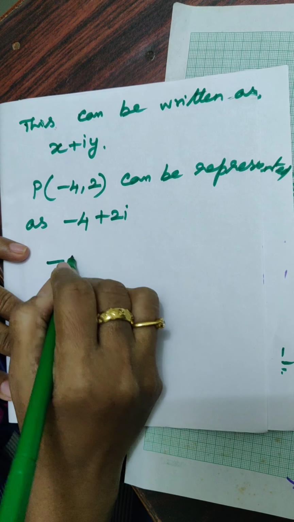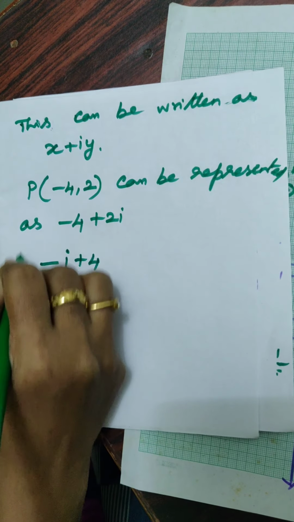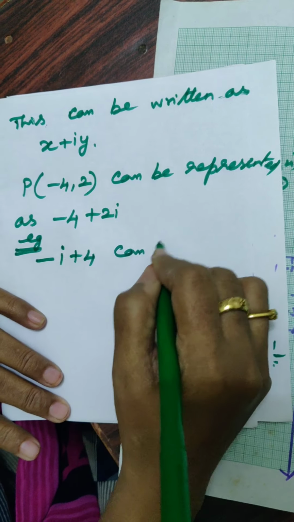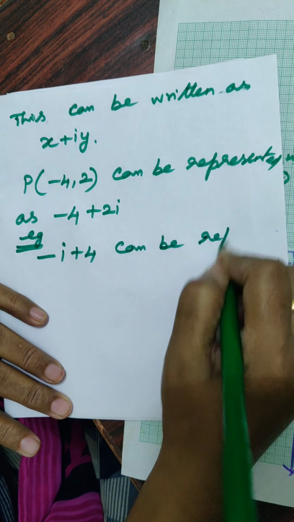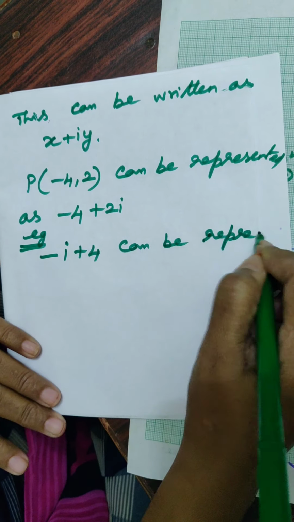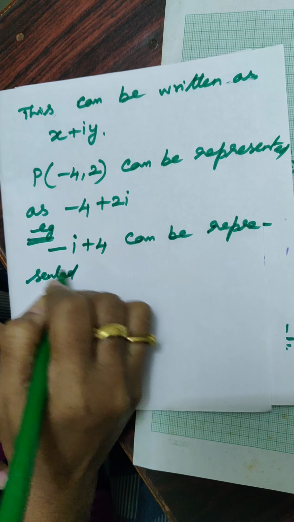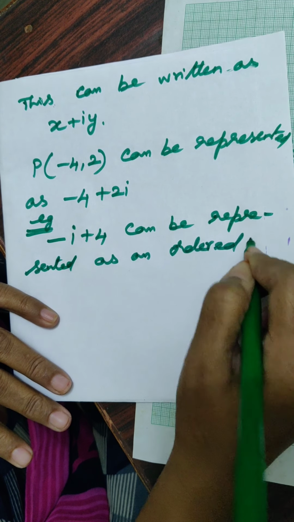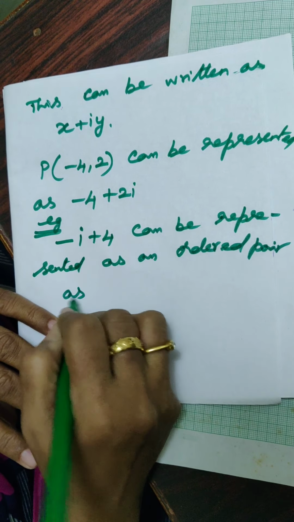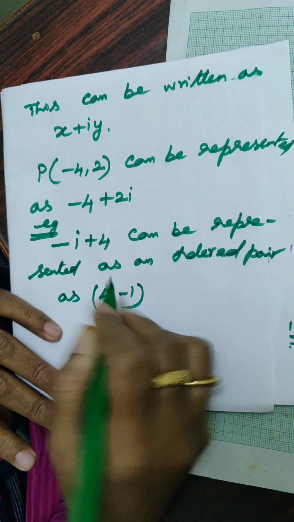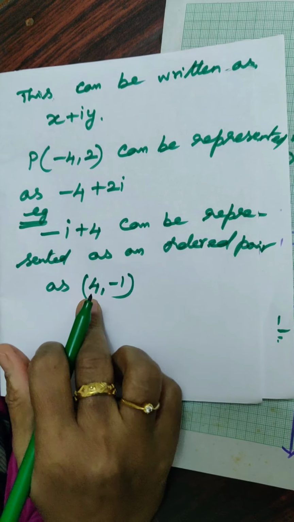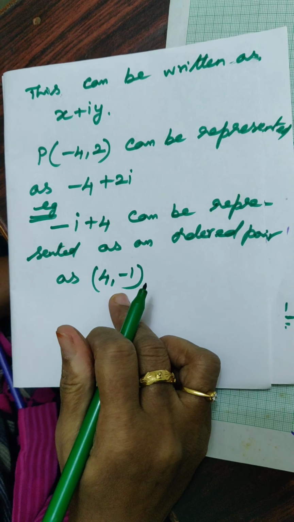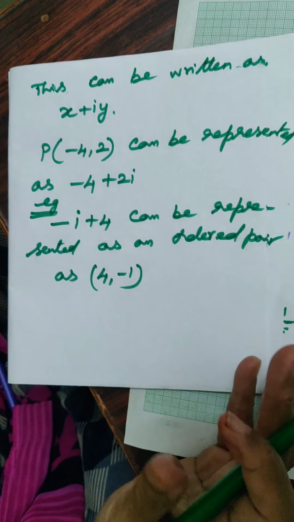Suppose you are having the number minus i plus 4. Let us take an example. Minus i plus 4 can be represented as an ordered pair as 4, minus 1, not minus 1, 4, because the first is the real part and the second one is the imaginary part. So you can understand how to represent the complex number in the Argand plane.